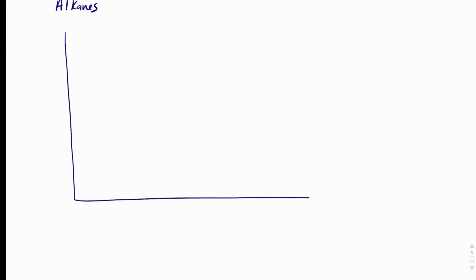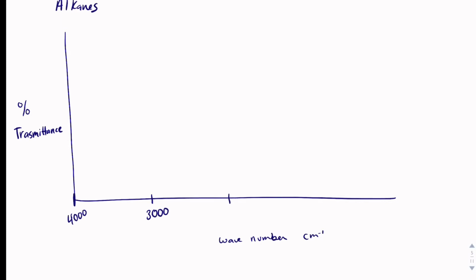For alkanes, we're going to draw a graph, and how our graph works is our y-axis is percent transmittance. Our x-axis is going to be wave number, and wave number is typically measured in inverse centimeters. We're going to go from 4,000 to 3,000 to 2,000 to 1,500 and then to 1,000. That's how these are most likely represented. I always like to draw a line for our fingerprint region. You don't have to, but just for me, it's kind of nice.